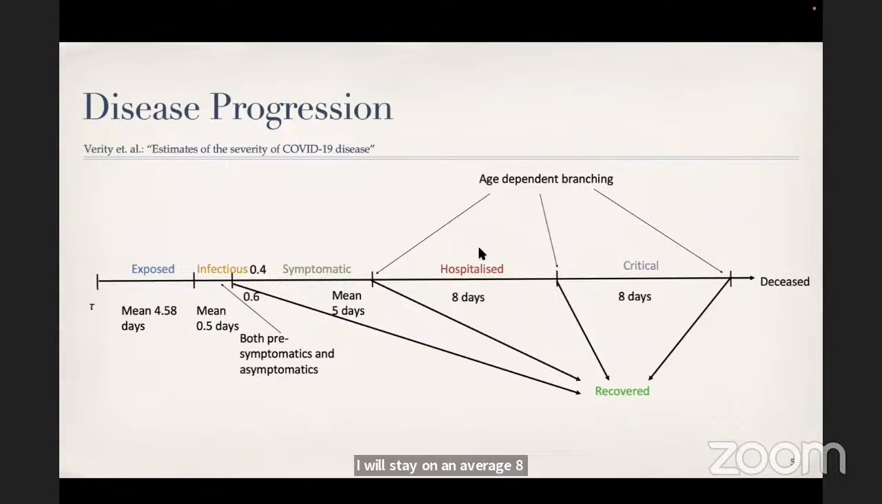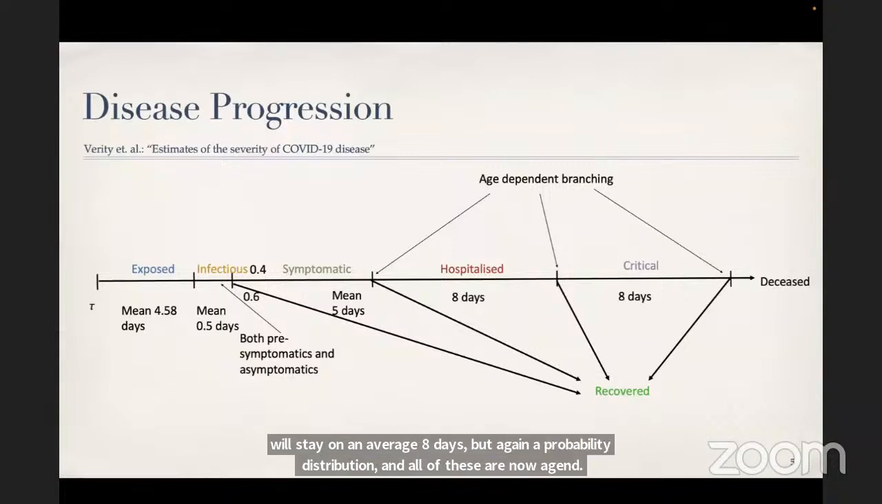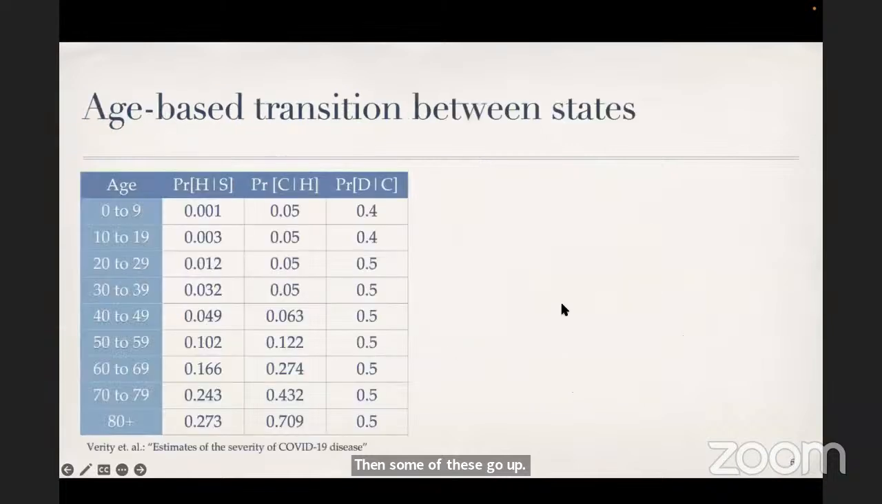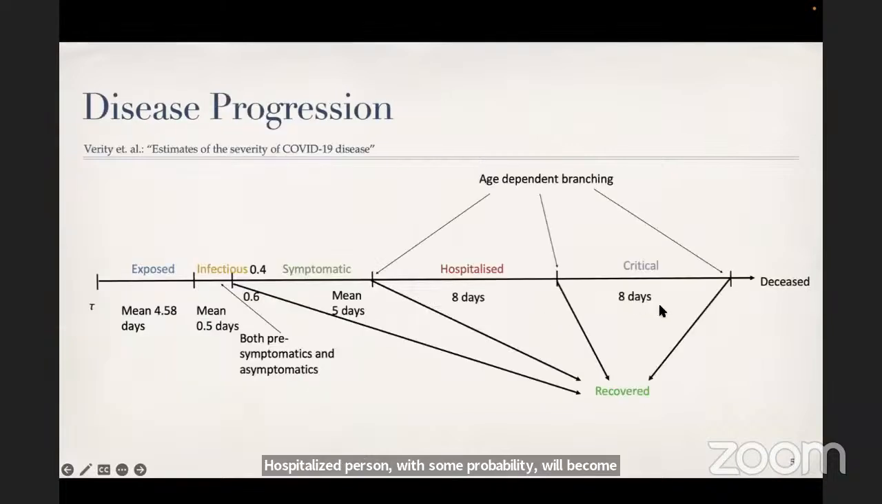And all of these are now age dependent. So if the person was elderly, then some of these probabilities go up. Hospitalized person with some probability will become critical, with some probability they'll recover, so on and so forth. And then with some probability, the critical person may not survive. So these are all the data that we've seen, we fitted probability distributions to get a realistic idea of how the disease progresses in any person who's exposed and how long they're symptomatic, how long they're infectious. When they're infectious, they're infecting other people.